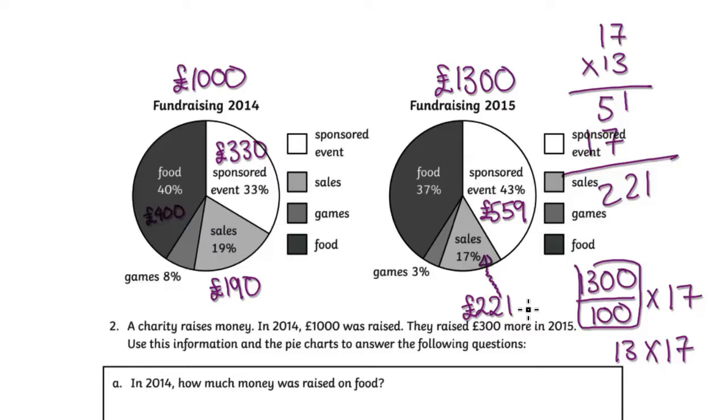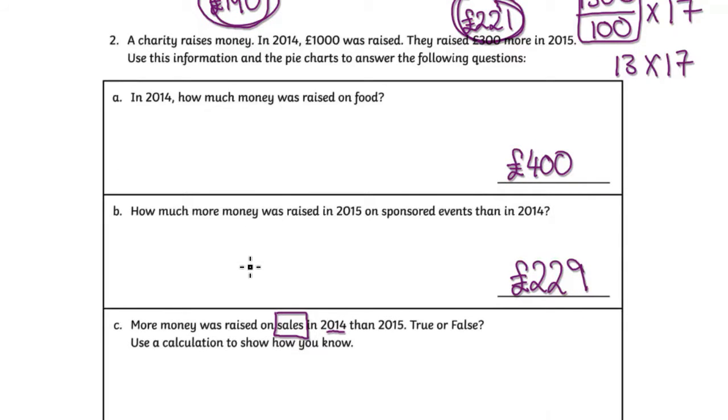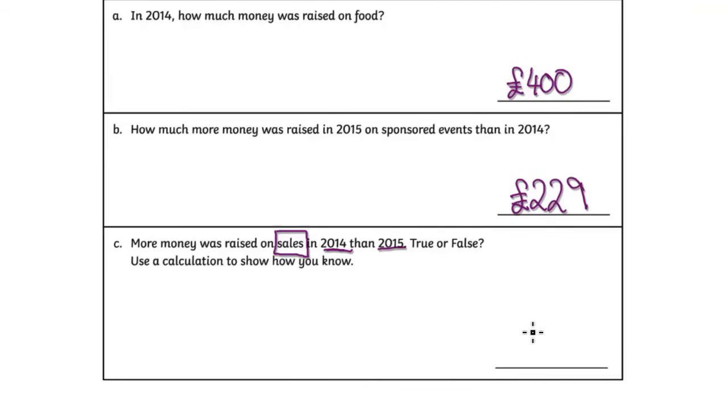So this thing here would be 221. The statement said more money was raised here than here, which is not true, because this is more than this. So down here, it's saying more money was raised in 2014 than in 2015. That's false. It's not true, because 2015 raised more money. So here would be false. Okay.